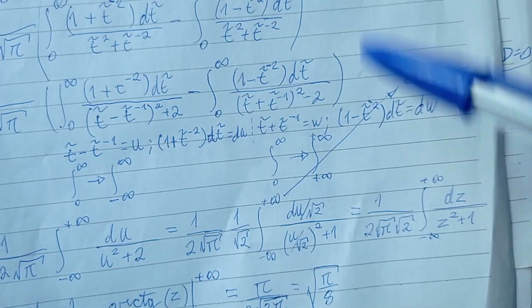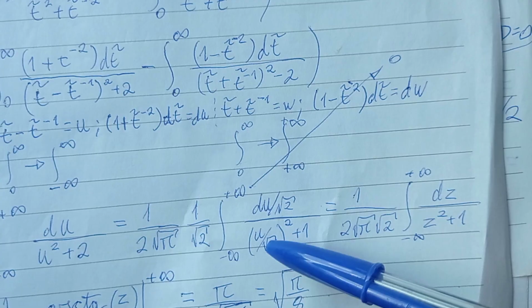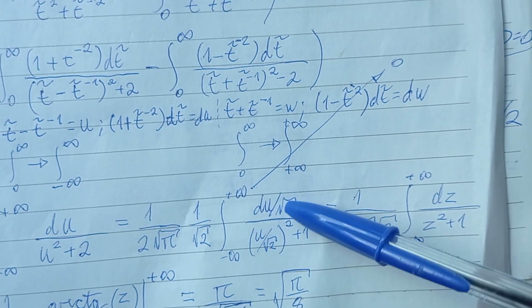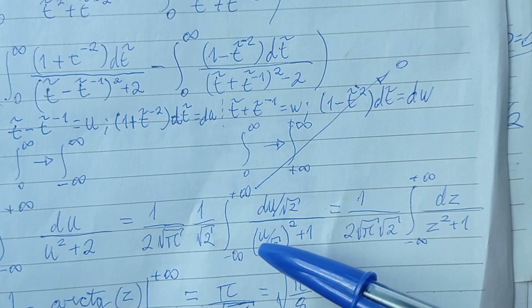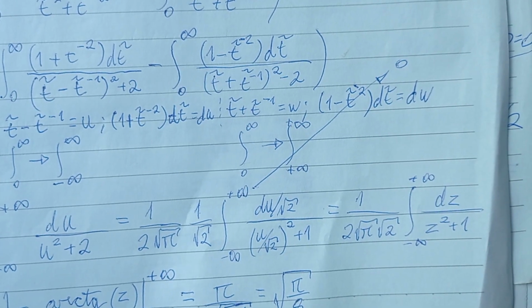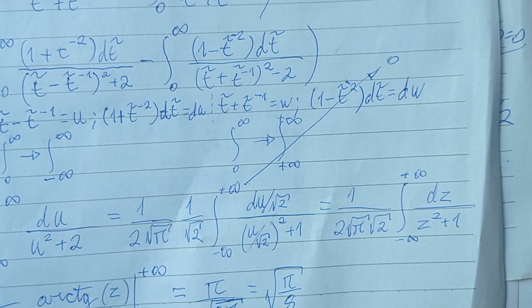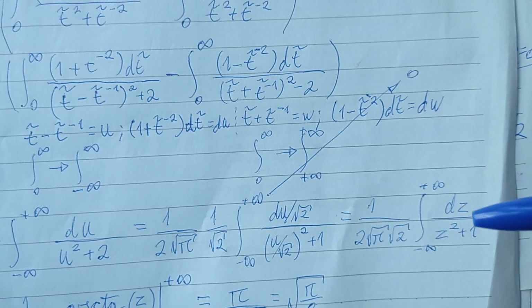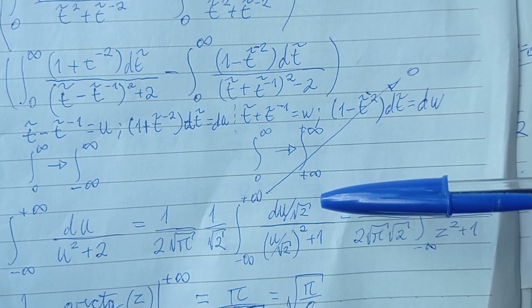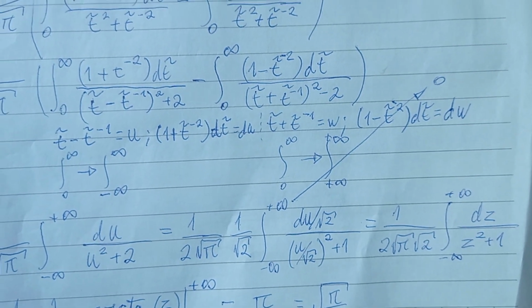You change variables, you go to z. I didn't even put the z change of variable because it's kind of obvious from this. So when this is minus infinity, it stays minus infinity. When this is plus infinity, it stays plus infinity, because this is a linear transformation from here to there. I already put this factor here. The factor of the linear transformation already appeared.